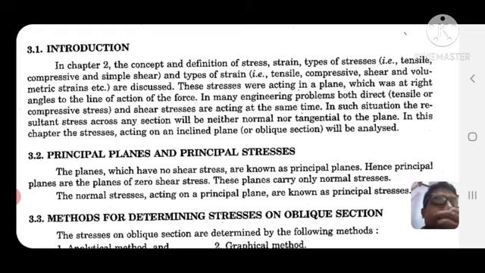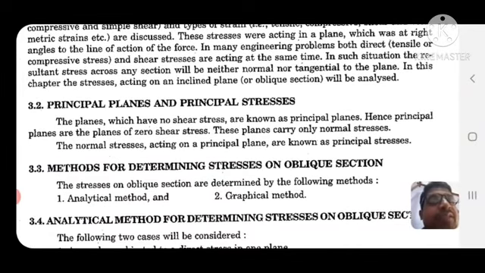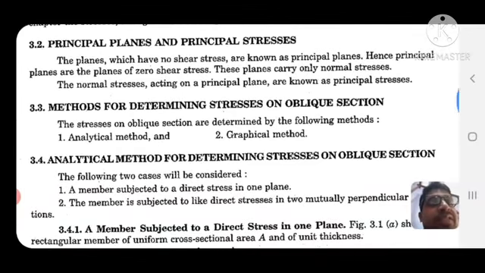Principal plane and principal stress: the planes which have no shear stress are known as principal planes. Hence, the principal planes are the planes of zero shear stress. These planes carry only normal stresses. The normal stresses acting on a principal plane are known as principal stresses.